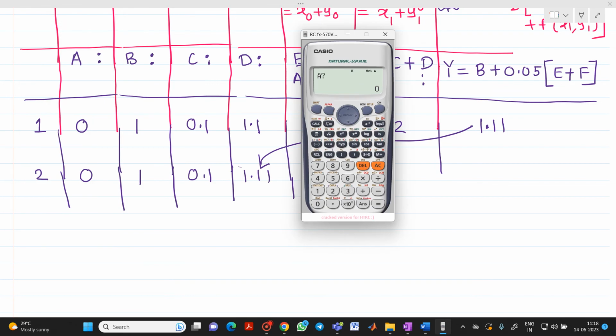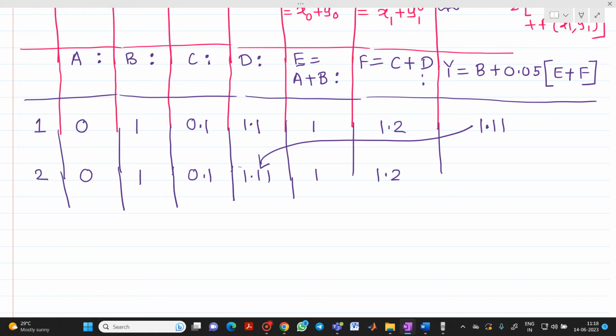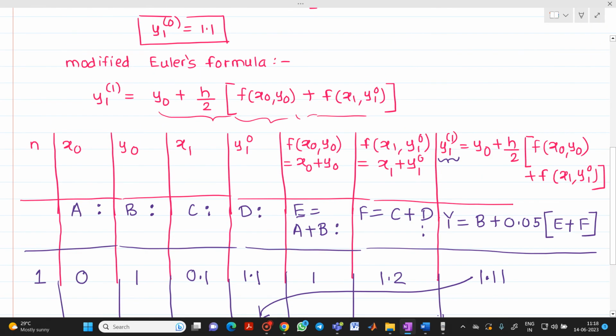Now what is the value of a? A equal to 0. What is the value of b? It is 1. What is the value of c? It is 0.1. And what is the value of d? Now it is 1.11. So a is 0, b is 1, c is 0.1, d is 1.11. So what is e? It is not going to change. E is 1. Okay. Then f will be equal to 1.21. So I will write it here, 1. This will be 1.21.